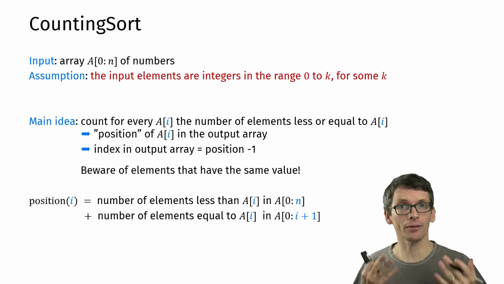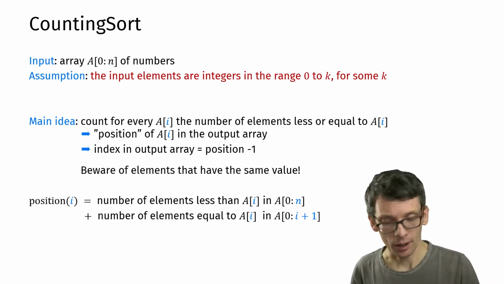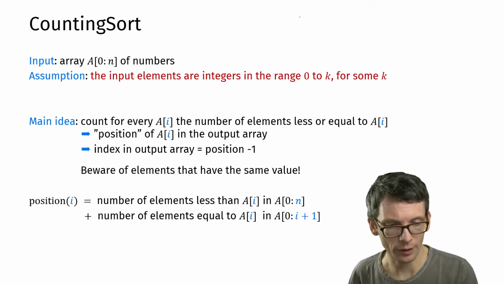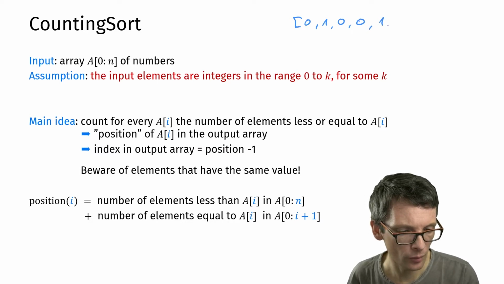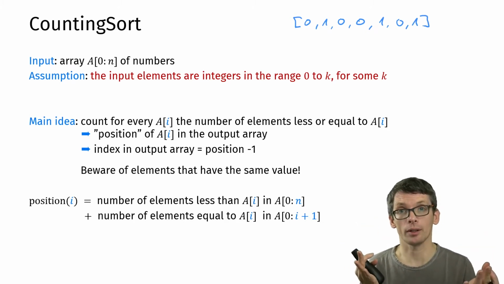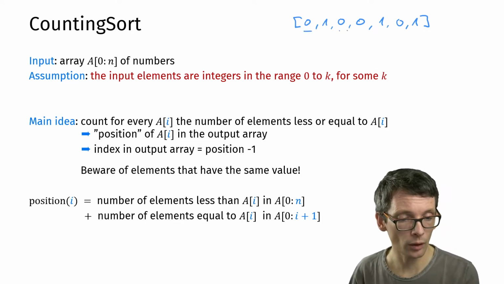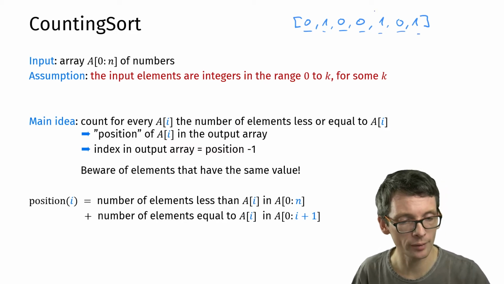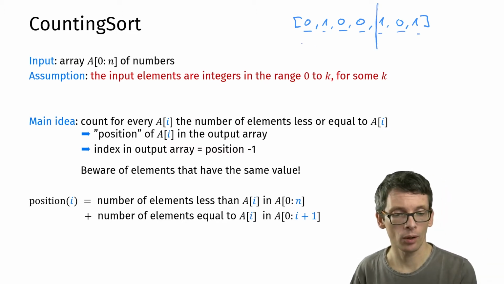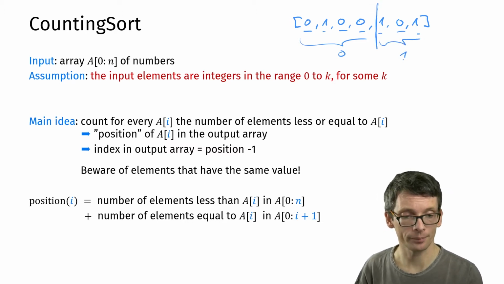And the idea of counting sort is very simple. Imagine you have an array of zeros and ones, for instance. How would you sort it? You would sort it by counting. You would count 1, 2, 3, 4 zeros, 1, 2, 3 ones. At this point, you know that you will want to place all zeros here and all ones here.